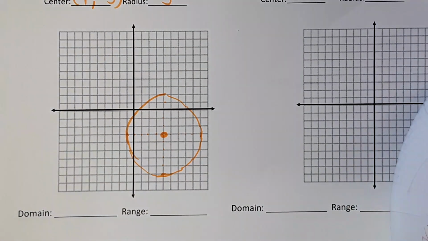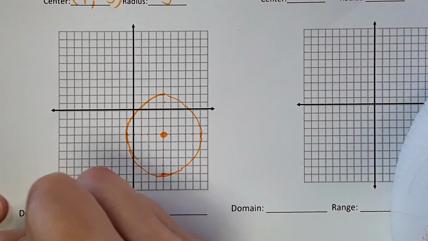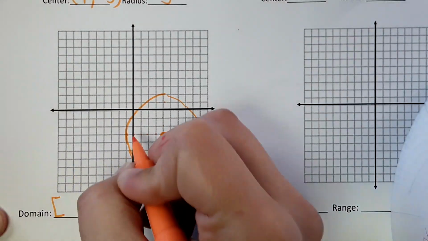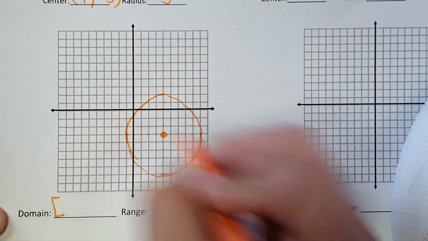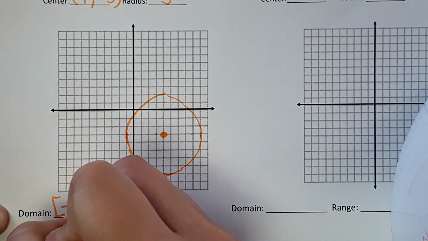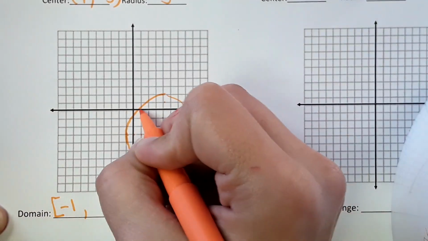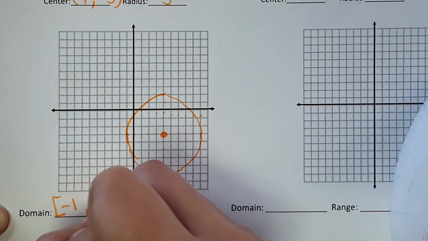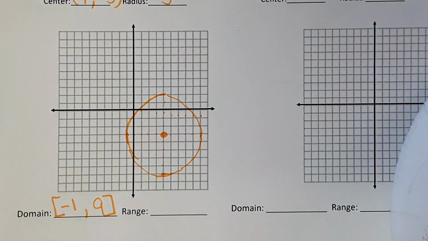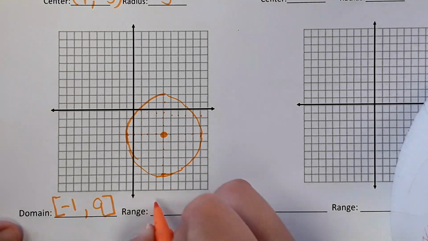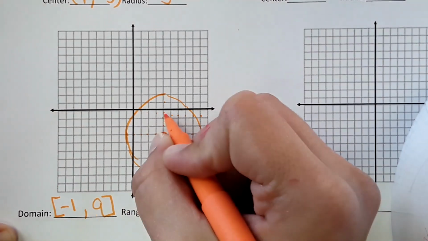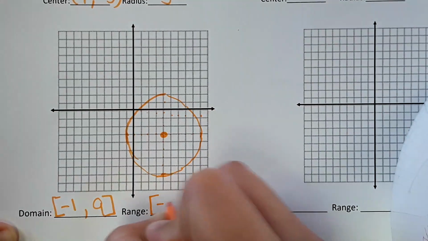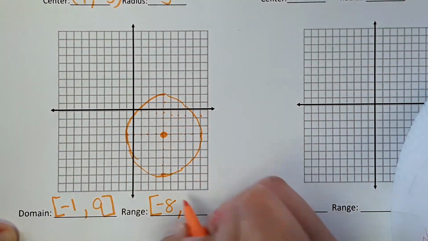And then just below it, it asks for a domain and range. So the x value furthest to the left would be -1, and furthest to the right would be 1, 2, 3, 4, 5, 6, 7, 8, 9. And then for range, it's y values. So the lowest y value is -8, and the highest y value is at 2.